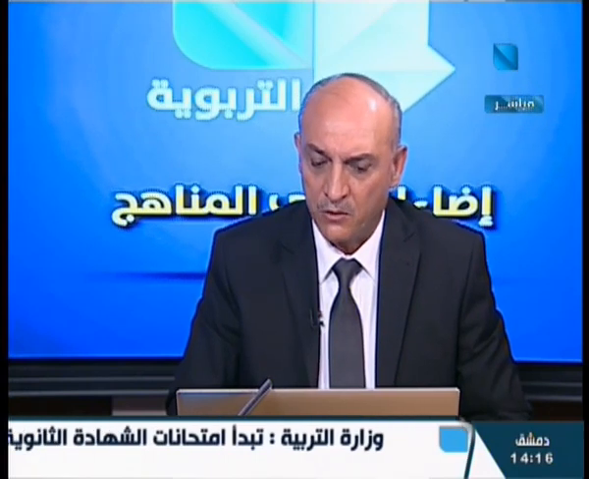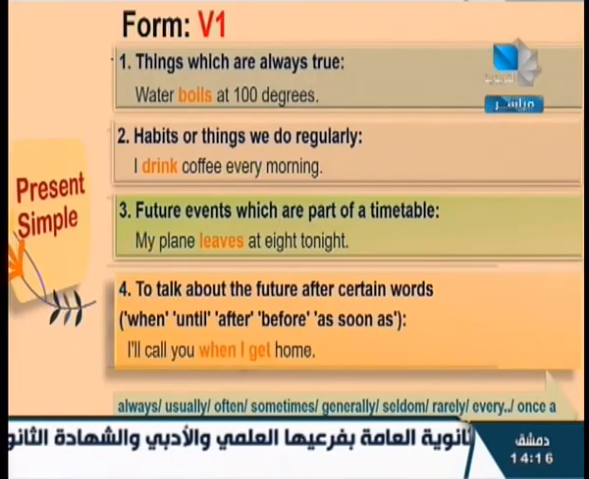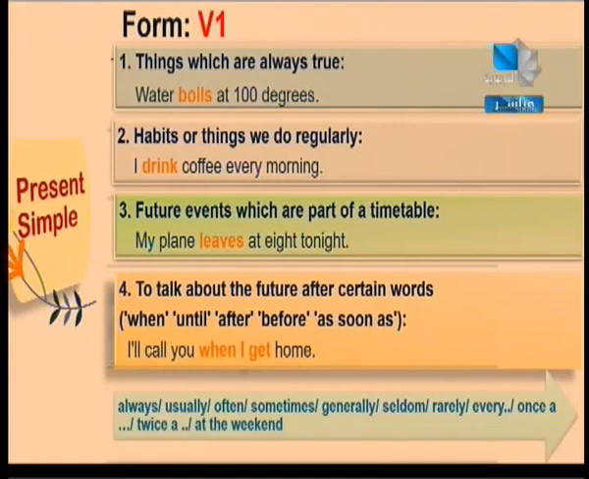And the keywords we use with this tense: always, usually, often, sometimes, generally, seldom, rarely, every month, every year, etc. Once, twice a year, twice a week, and at the weekend. So these are called keywords for the present simple. Now we can talk about the present continuous. Ms. Wala, please.